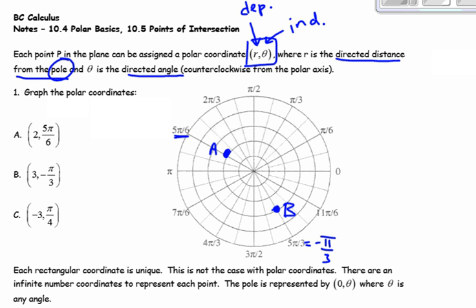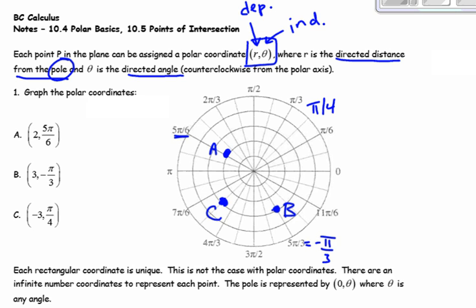And then point C, notice we have a negative radius at pi over 4. So at pi over 4, which is here, the point would be positive 3 at pi over 4. But since it's negative, we're just going to flip across to the opposite side and put a point at 3 across on the negative side of pi over 4. And that is the point for C. Okay, so that was just a brief preview on how we graph polar coordinates.